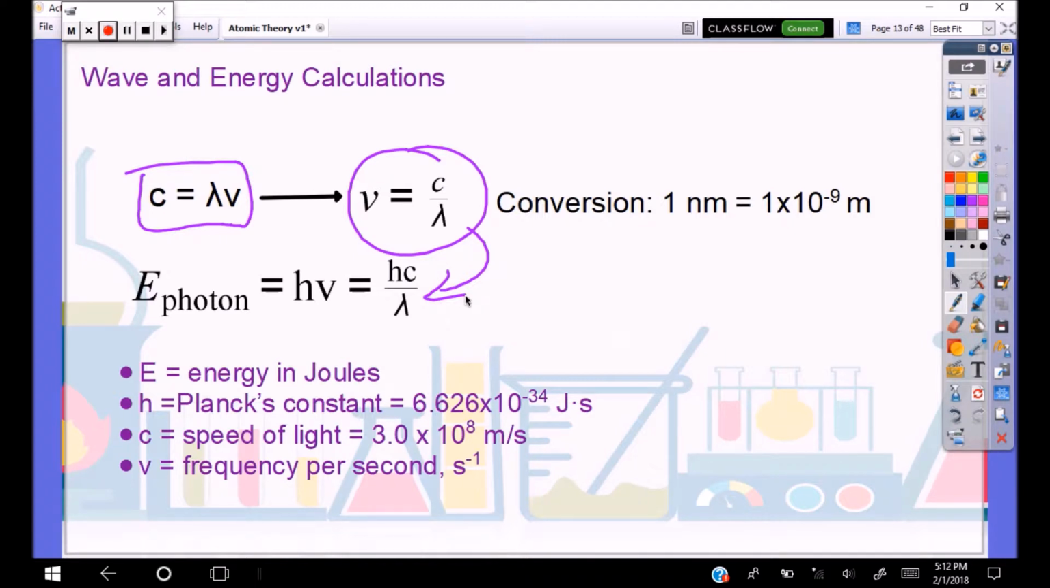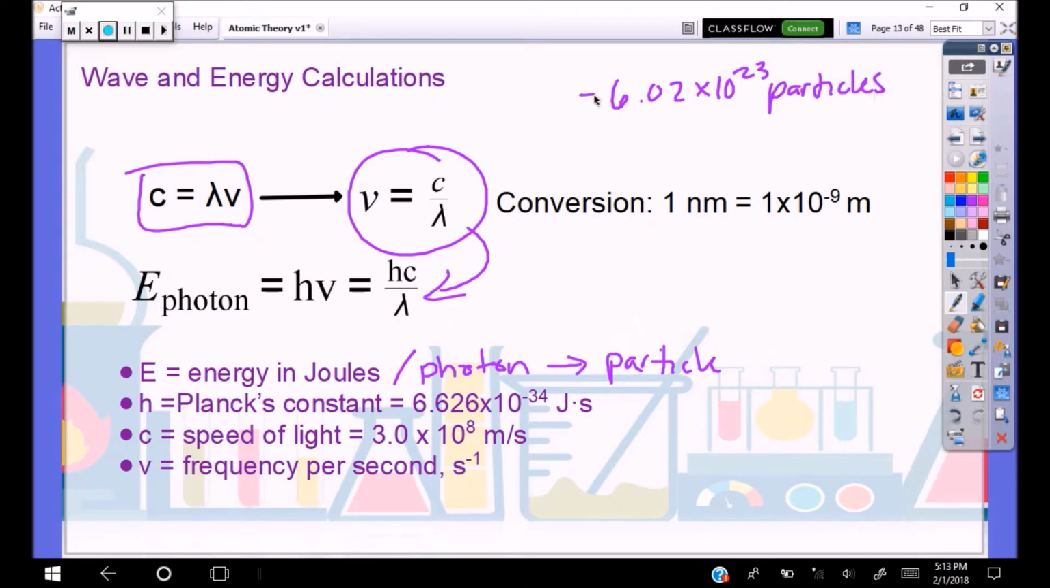Some important things here: energy is in joules, specifically joules per photon, so per particle. Remember, this is a particle. You'll see some applications where you'll be able to find the energy of a single particle, and then they'll ask you about moles. So you may want to remember that 6.02 times 10 to the 23rd particles is equal to 1 mole.